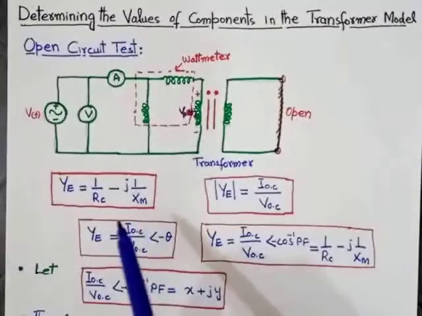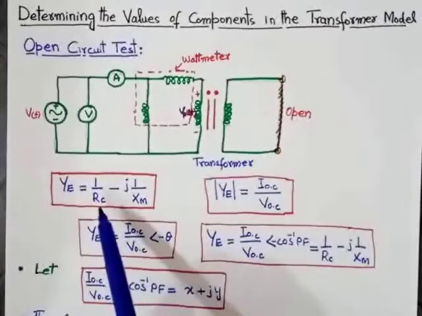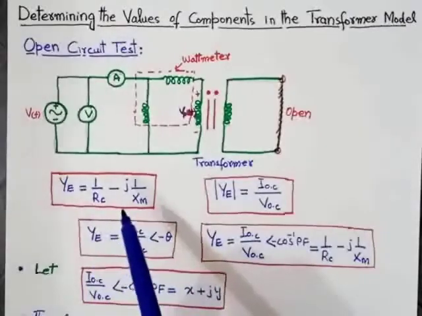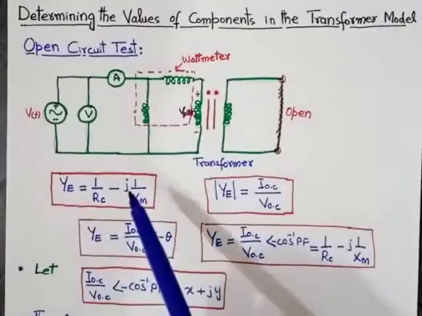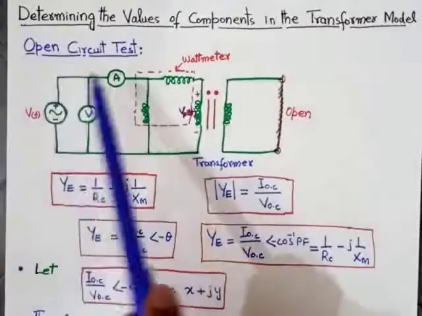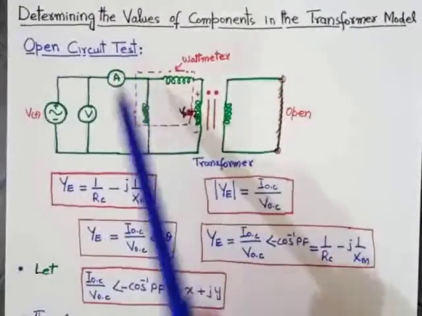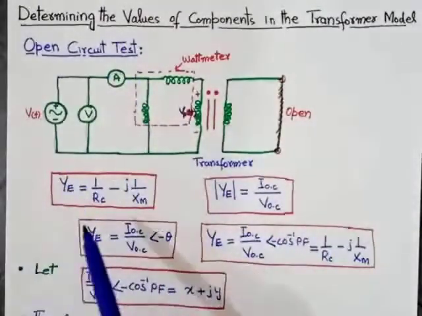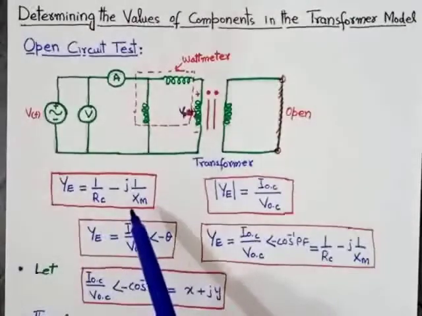So our main objective is to determine the values of Rc and Xm. As we have already discussed, by performing the open circuit test of the transformer, we basically measure the values of Rc and Xm.